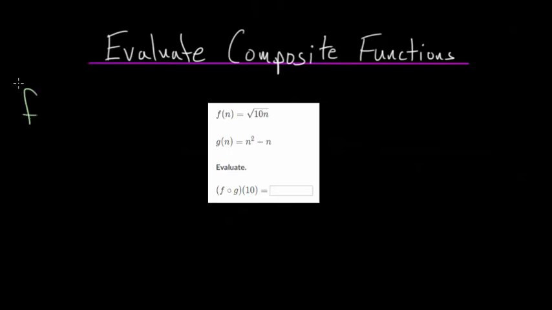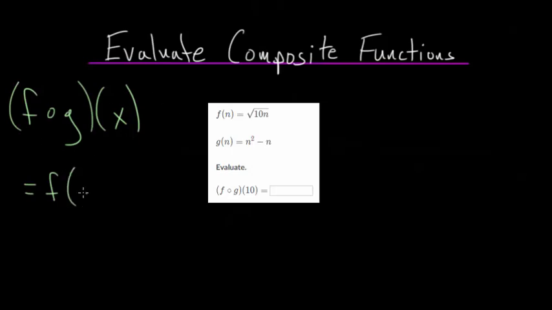One way of seeing it, you'll see this kind of fog looking notation. This just means f of g of x. Now another way to write it, and honestly this is my more preferred method of writing it, is just putting g of x on the inside of f of x.